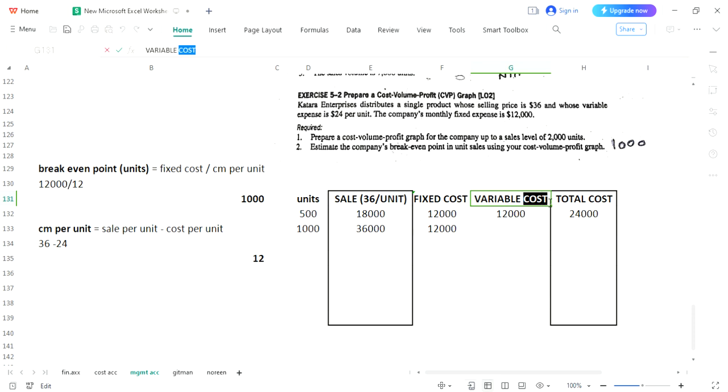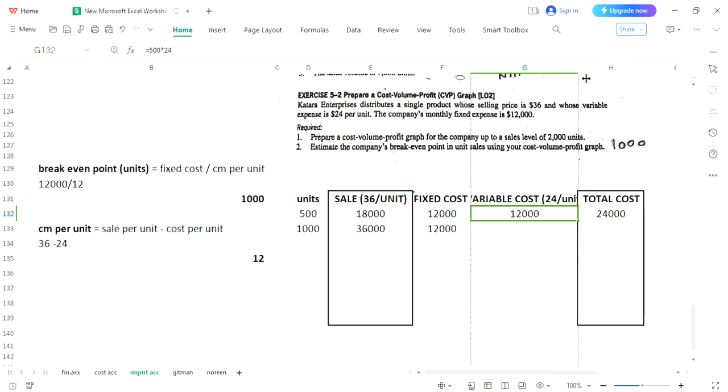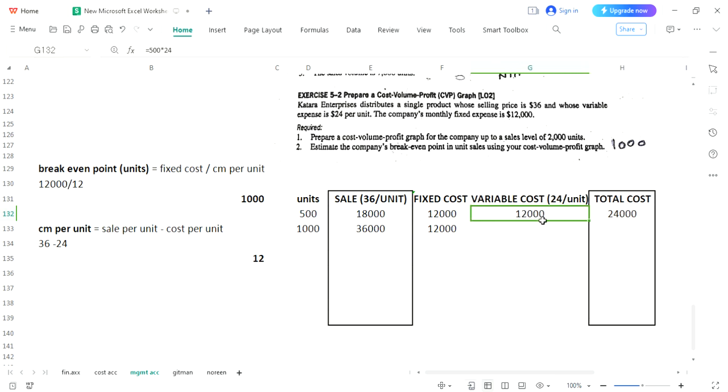Per unit cost was 24 per unit. All right, so let's make more space for it. Variable cost was 24 per unit, and now calculate its cost. If 24 was the cost of one unit, how much would the cost be for 1000? So you will multiply 1000 with 24. Your cost has arrived over here.